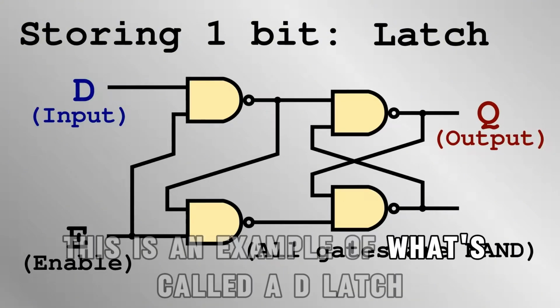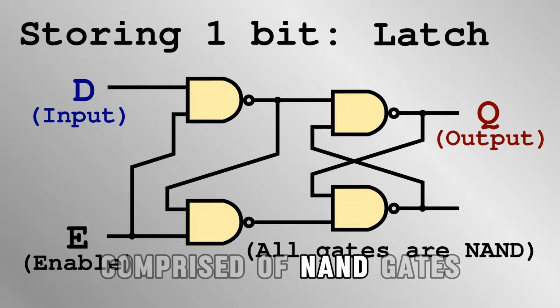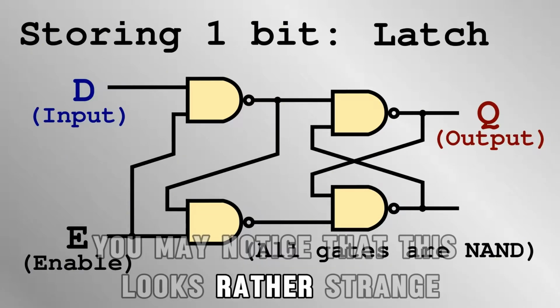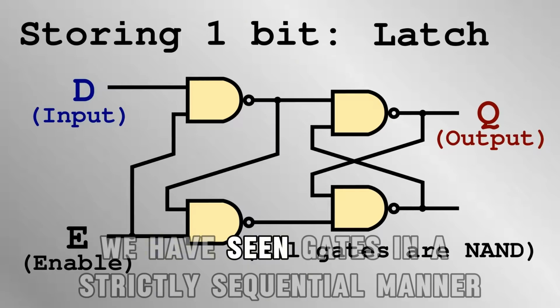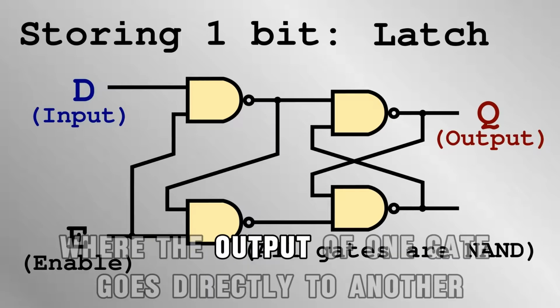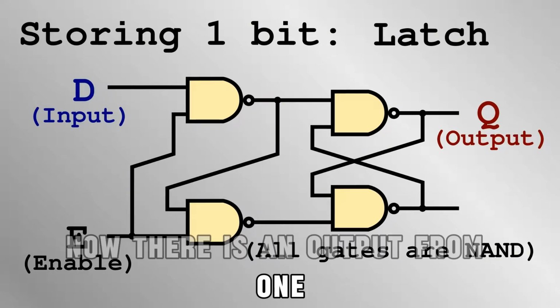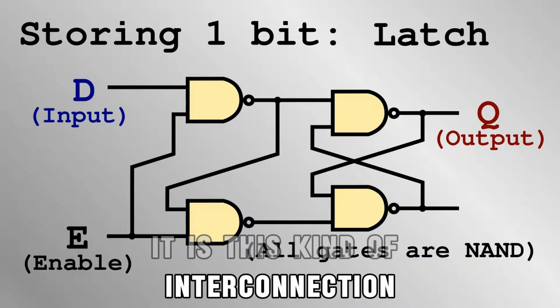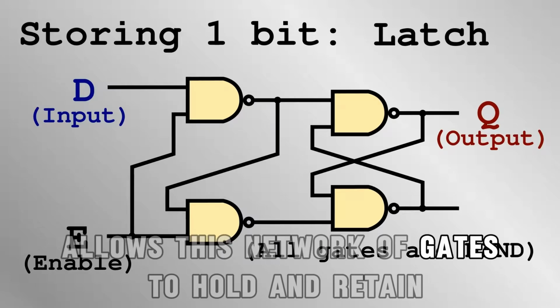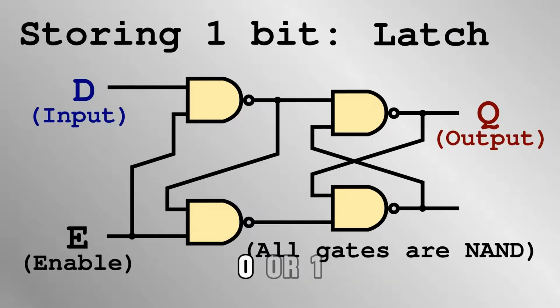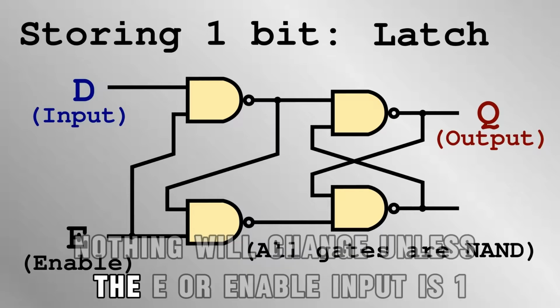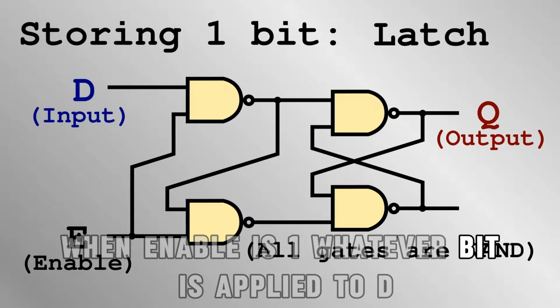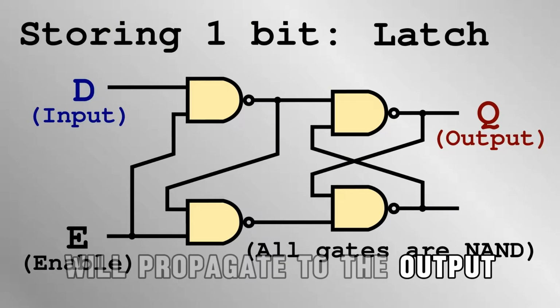This is an example of what's called a D-latch, comprised of NAND gates. You may notice that this looks rather strange. Before, we have seen gates in a strictly sequential manner, where the output of one gate goes directly to another. Now, there is an output from one going to the input of another, but then the output comes right back. It is this kind of interconnection that allows this network of gates to hold and retain its output value, 0 or 1. Nothing will change unless the E or enable input is 1. When enable is 1, whatever bit is applied to D will propagate to the output.